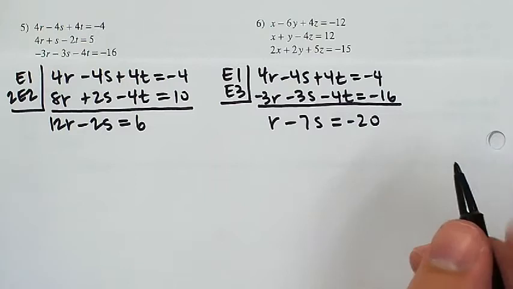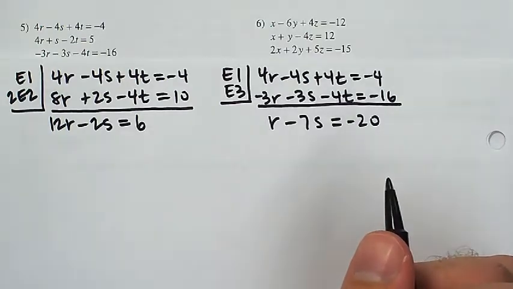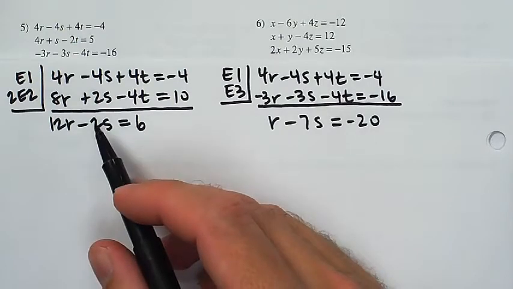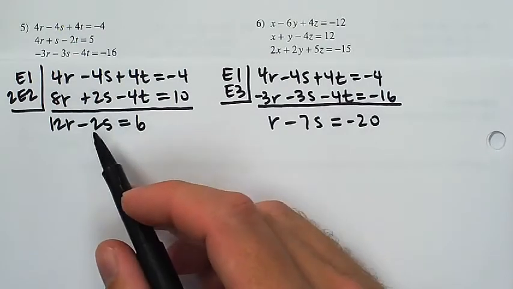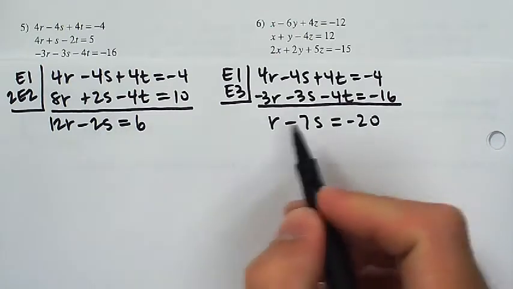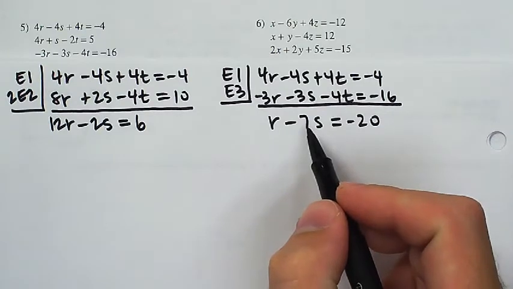All right, so kind of my options here are, none of them are great. I guess I could divide this all down. Even still, that's not going to be the way to go. I guess I'll eliminate on r by taking this equation and multiplying it by negative 12.